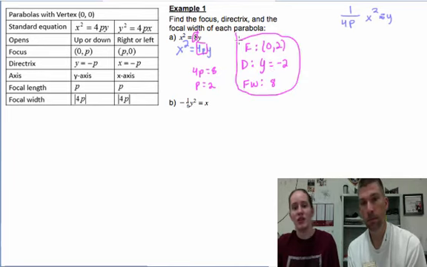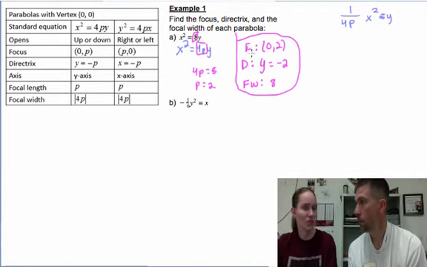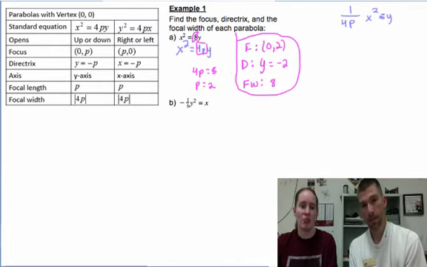And I abbreviated those, and you can feel free to as well, unless we run into something where we can't abbreviate, which I don't think is going to happen here. So let's do part B.